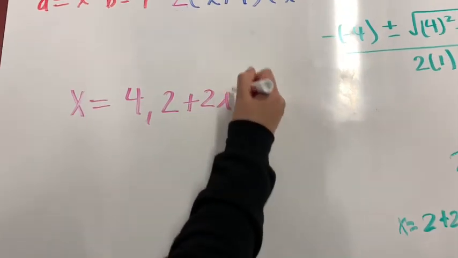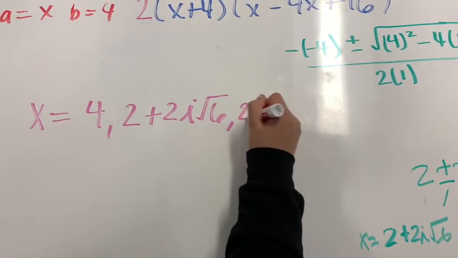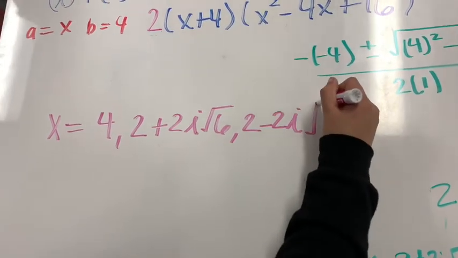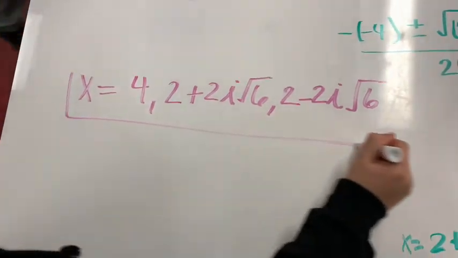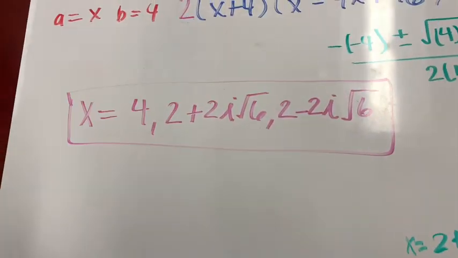But we also have to include our other answer, which is x equals negative 4. So the roots are x equals negative 4, 2 plus 2i square root of 6, comma, 2 minus 2i square root of 6.